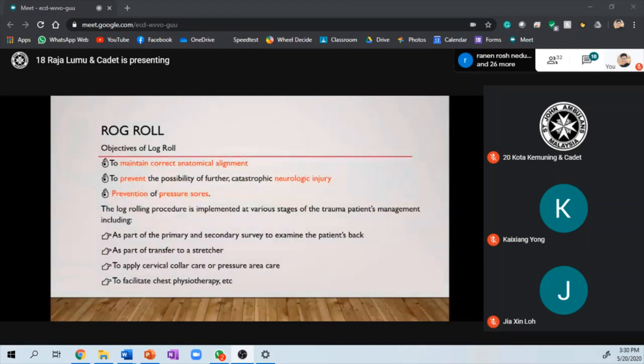Okay, first, the objective for rock roll. First one, to maintain correct anatomical alignment. So it is easy to say it's like a perfect line, so straight, yeah, perfect. I'm not sure, because I found it on Google, so I'm not sure what that means.